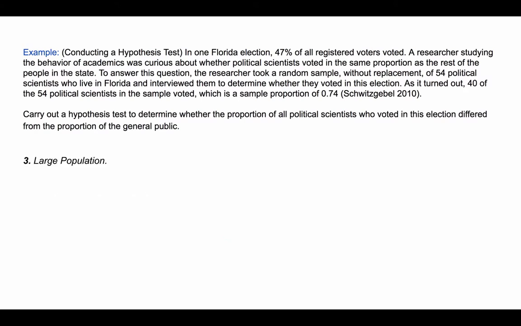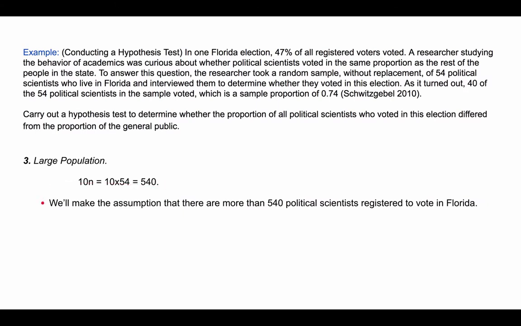Okay, now condition 3, large population. For large population, we need to check what 10 times n is. So 10 times 54 is actually 540. And we just have to know that this number is smaller than the number of all the people of interest that we could have taken when we did our sample.